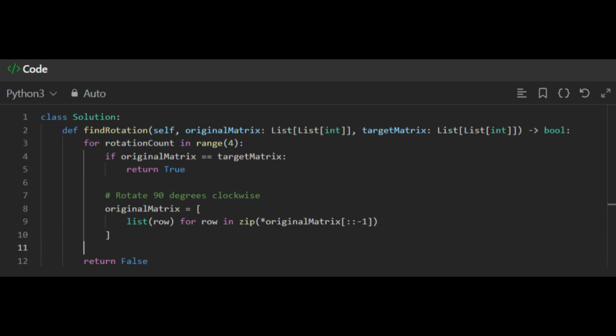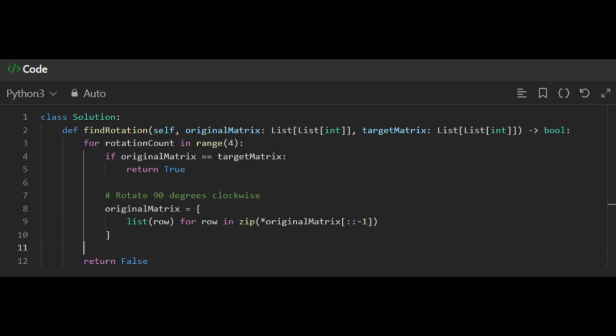Inside the loop, the first thing we do is check if the current state of original matrix is equal to target matrix. If they are equal, we return true immediately. This means we found a rotation where both matrices match. If they are not equal, we rotate the matrix by 90 degrees clockwise.